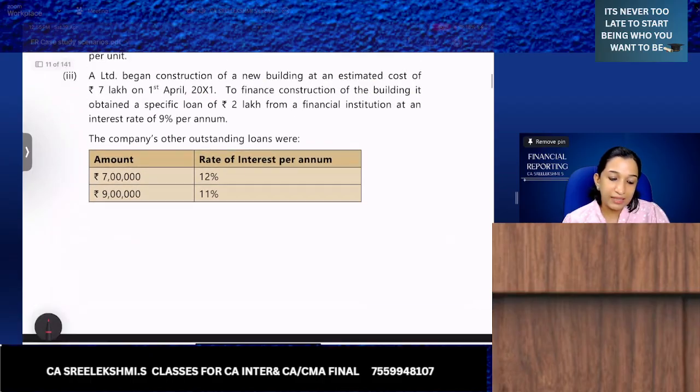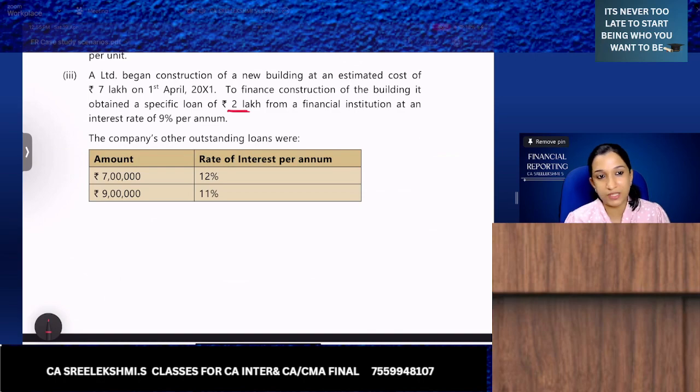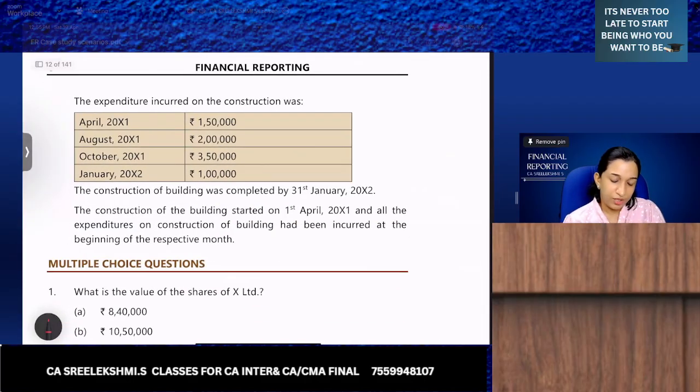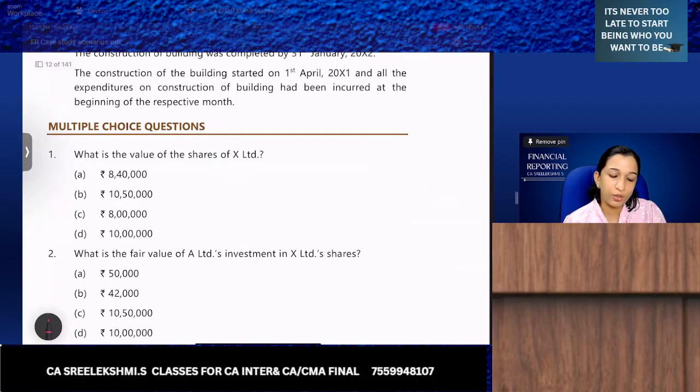A Limited began construction of a new building at an estimated cost of 7 lakhs on 1st April. To finance the construction of the building, it obtained a specific loan of 2 lakhs from a financial institution at an interest rate of 9% per annum. And it has two non-specific loans, outstanding non-specific loans, general borrowing, Ind AS 23. Expenditure incurred is also given. So that is from Ind AS 23. Now what are the questions?